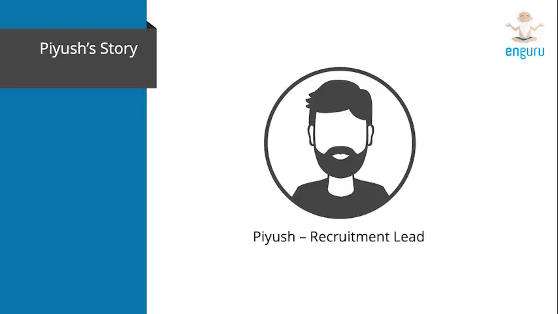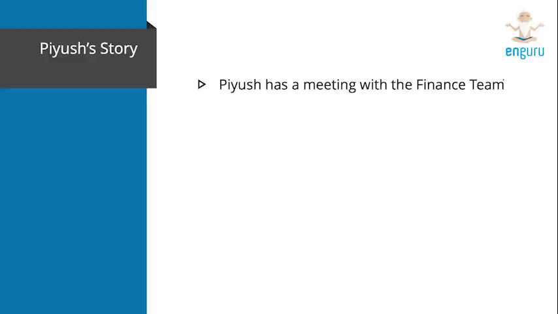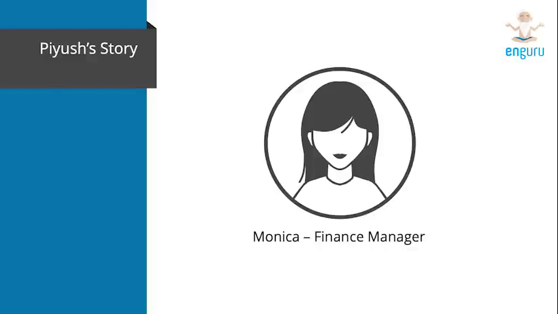Piyush is a recruitment lead with 2 years' experience. He handles lateral hiring for several units in the organization. He has to attend a meeting with some members of the finance team to discuss the hiring plan for the coming quarter. Monica, the finance manager who set up the meeting, had shared a sample job description or JDs along with the meeting invite. Piyush doesn't go through the job descriptions and just has a look at the job titles. Since he has prior experience in hiring for finance roles, he assumes that knowing the job title would be sufficient.